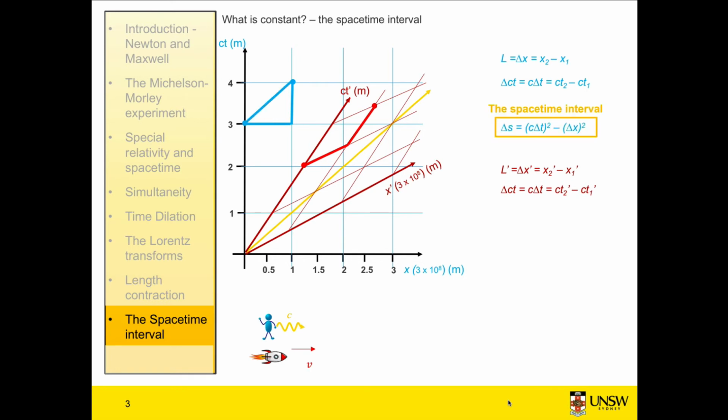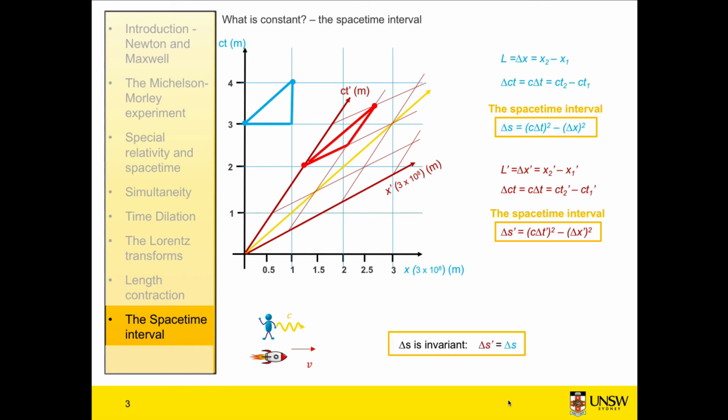And now what we do is we define the space-time interval. And our space-time interval is defined as the separation in time squared minus the separation in space squared. And we can do the same in the red reference frame. And as it turns out, although it's not entirely evident from my diagram, this is our constant. So our space-time interval, delta S, is invariant. And that allows us to figure out, in a slightly more simple manner, given particular information, the relationship between time and space intervals in different reference frames.